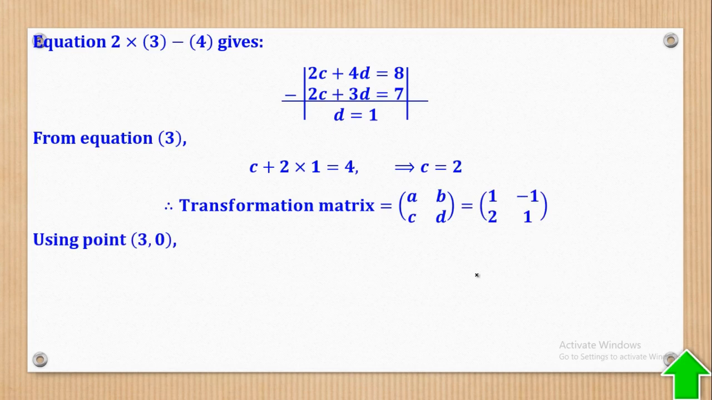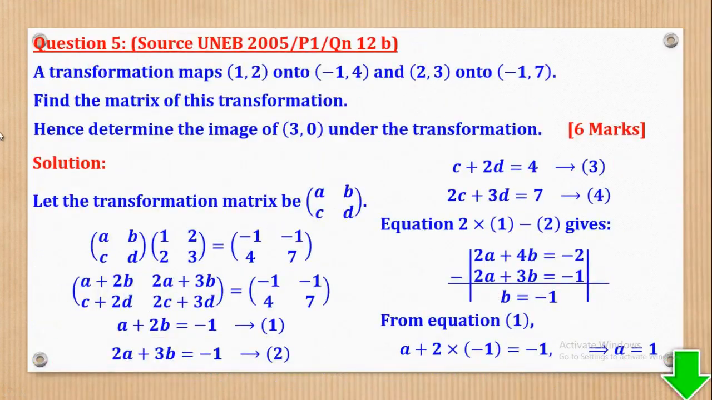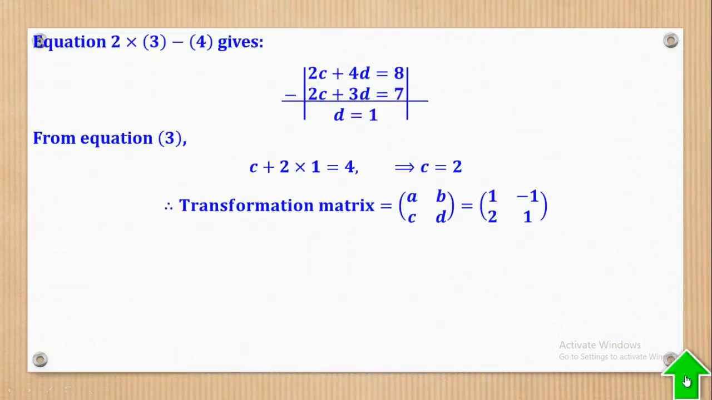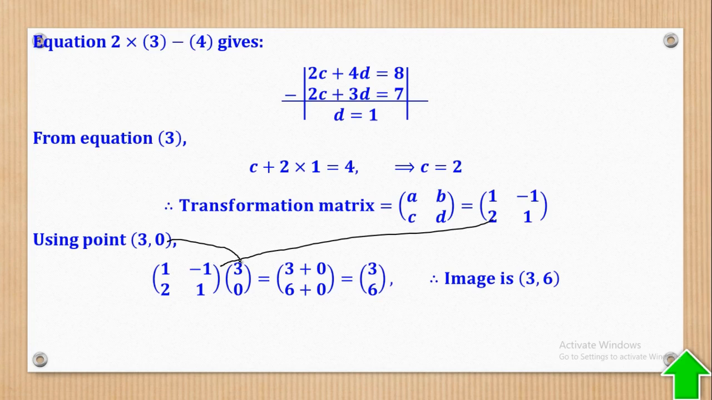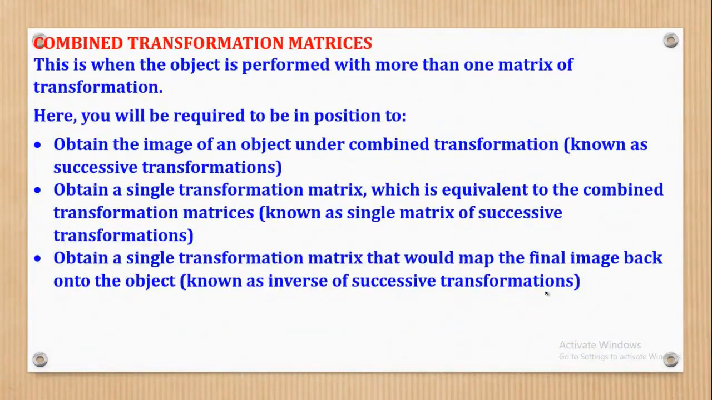Now we shall go to the hence part. The hence part said: determine the image of (3, 0) under the same transformation which we have got. Remember, image is got by multiplying the matrix with the object. Therefore, I'll multiply this matrix here with this object here to come up with the image here. In coordinate form, it will be this, and that's what they wanted. So that has been matrix transformation by matrix multiplication.